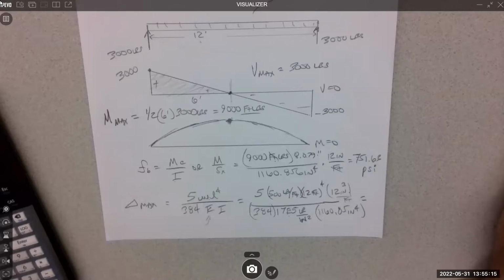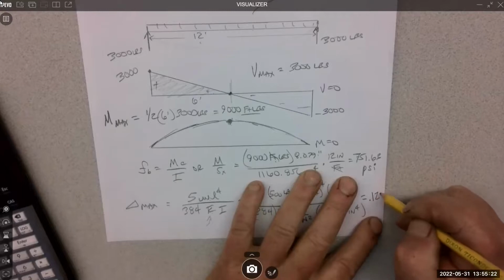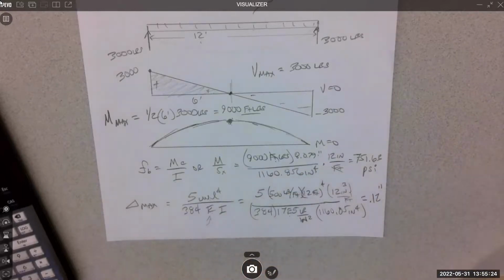Yeah. I get 0.1, I'm going to say 0.12 inches. So there's no way to compare that to anything unless it's given in the problem, right? There's no deflection limit given in this problem. But we can use the 1 to 300 just to kind of compare it.